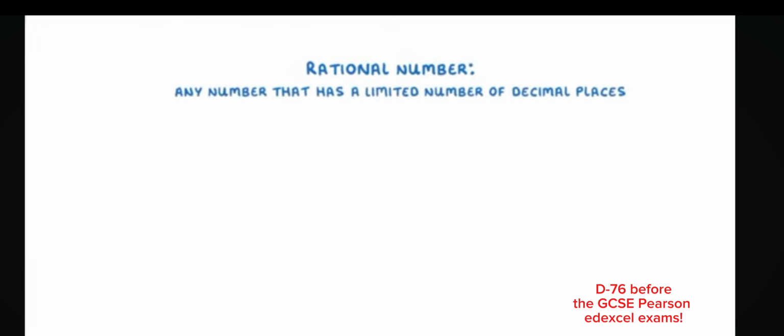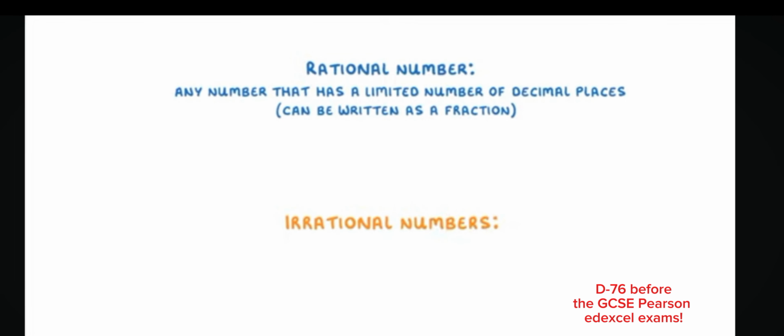So to sum up this video, a rational number is basically any number that has a limited number of decimal places, and can be written as a fraction. Whereas irrational numbers are those that continue on forever, and so to write them down, we always have to round them.